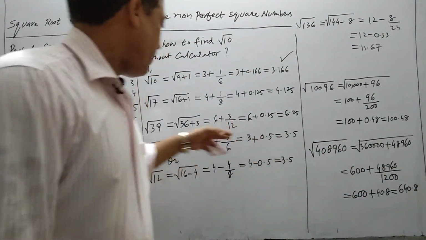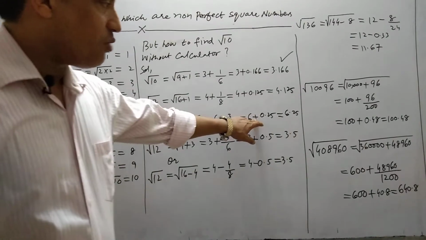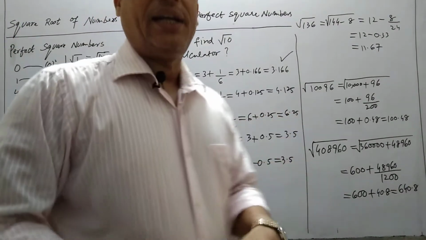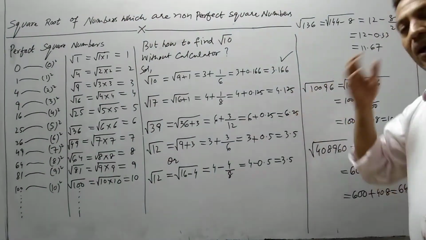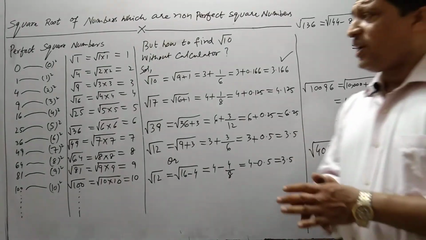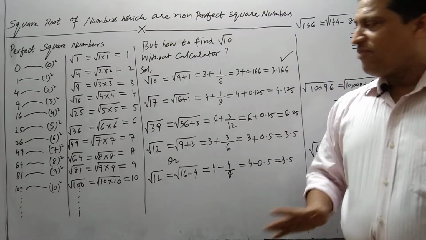If you find the answer of the square root of 39 with the help of a calculator, you will get the same answer, and you can also find the same answer without the help of a calculator. So it's a very simple and very easy method.